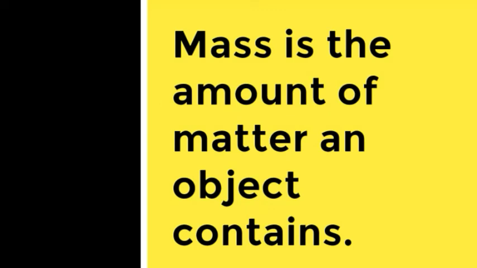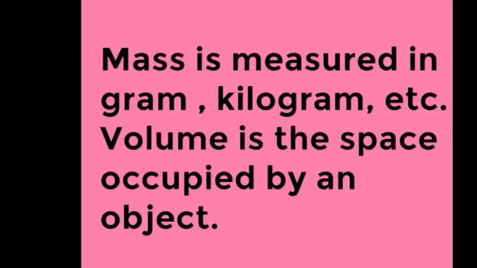Now we are talking about mass. What is mass? Mass is the amount of matter contained in an object. And how do we measure mass? Mass is measured in gram, kilogram, etc. And now what is volume? Volume is the space which is occupied by an object.